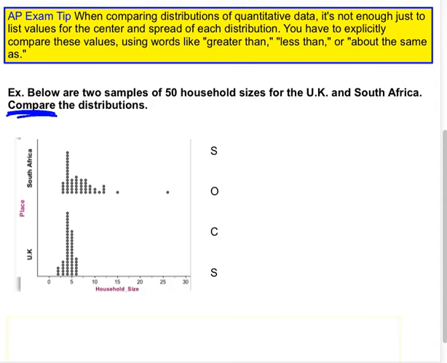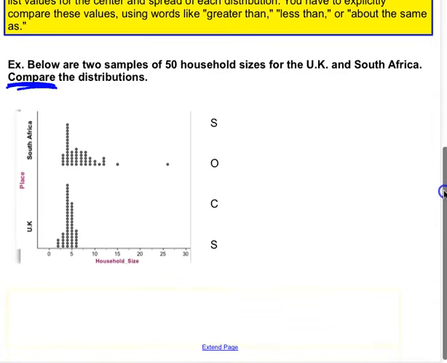All right, so making these comparisons. Just like before, I'm labeling out SOCS and I'm going to do some scratch work before I write down full sentences and complete thoughts. So, shape. Well, the shape of the South African ones, it looks like the bulk is to the left and it's trailing off right.